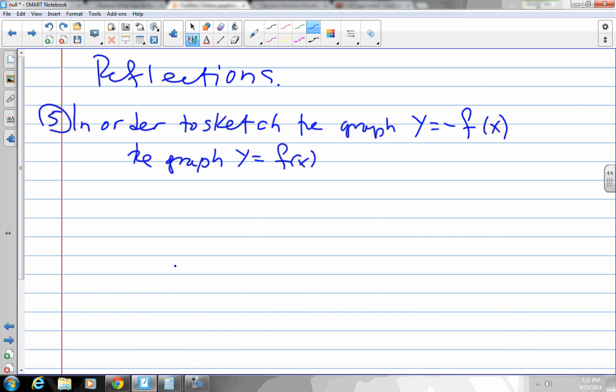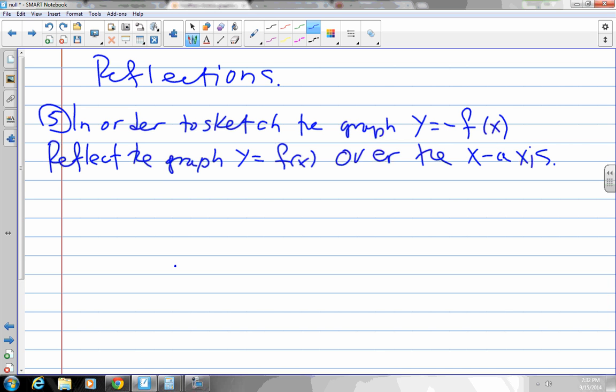So then, in order to sketch the graph of y equals negative f of x, we will have to reflect the graph y equals f of x over the x-axis, right? But again, the changes occur along the y-axis. That's where the changes happen. Positives became negative, negative became positive. The x, the domain, is not being affected at all. Actually, range is not being affected, but it flipped. Okay.